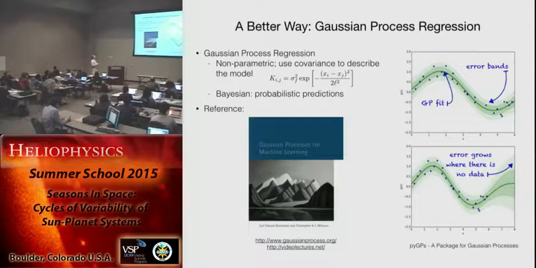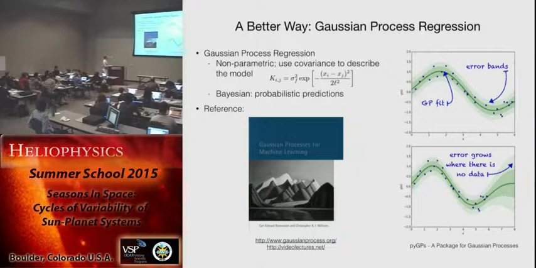It's fairly complicated, but there are great references on the web. There's this book, Gaussian Processes for Machine Learning, and all this is described. And you can go to videolectures.net. You can see people attending summer schools and giving lectures and describing all of this in detail.